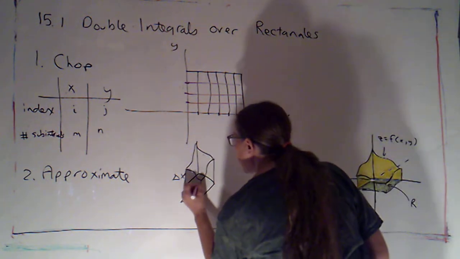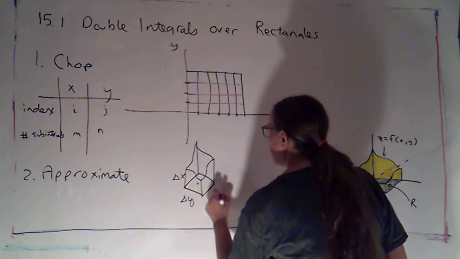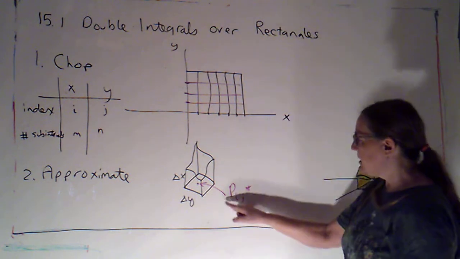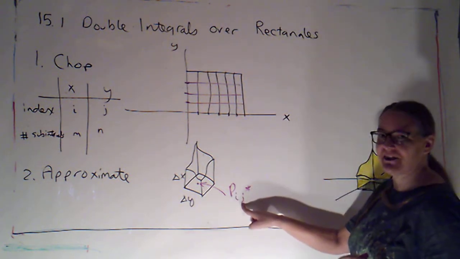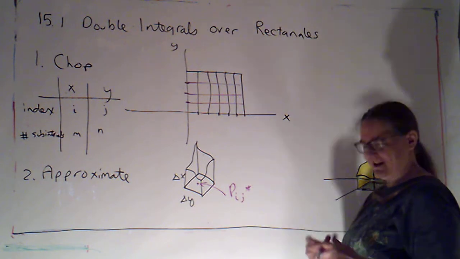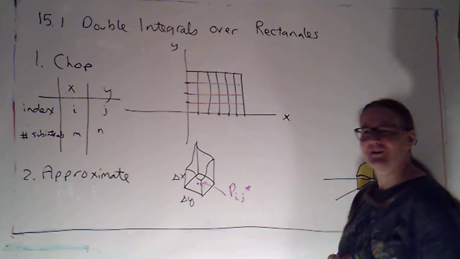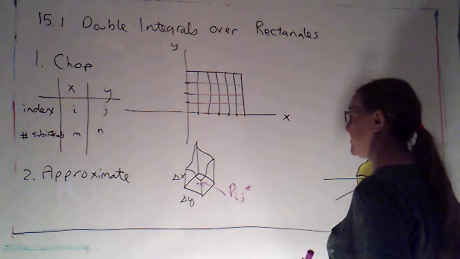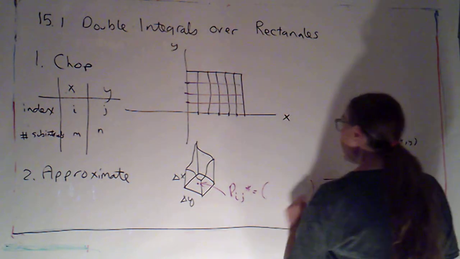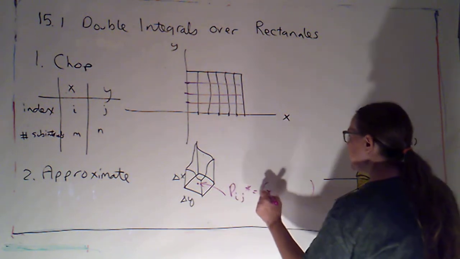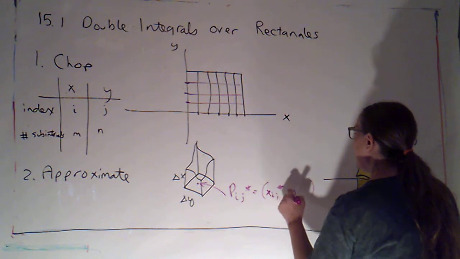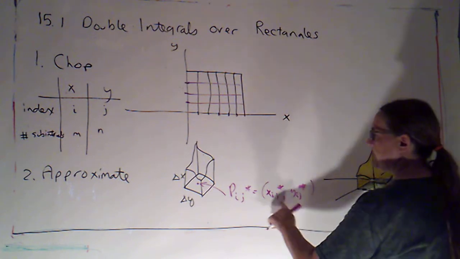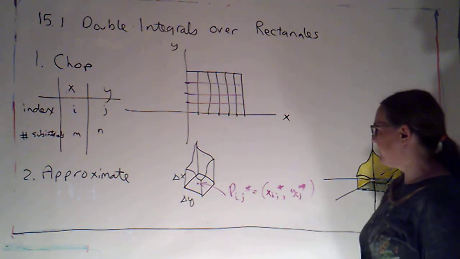I'm going to choose a representative point. Now I'm going to call that point Pij star. It's a point in the ijth subrectangle. The star probably isn't necessary here because I don't think I've called anything else Pij, but we're used to having stars on our representative points, and I'm going to be consistent with the notation of the book. They actually don't give it the nickname. They just go to Xij star, Yij star. I'm going to use the nickname Pij star just because it involves less writing.